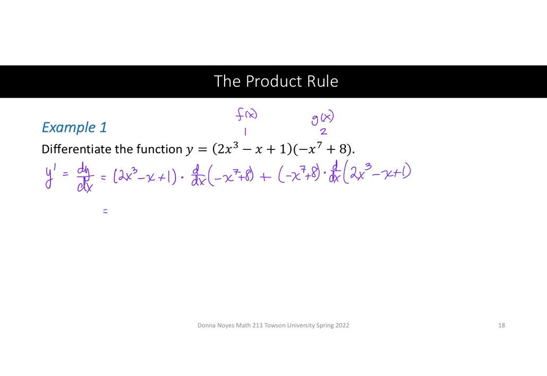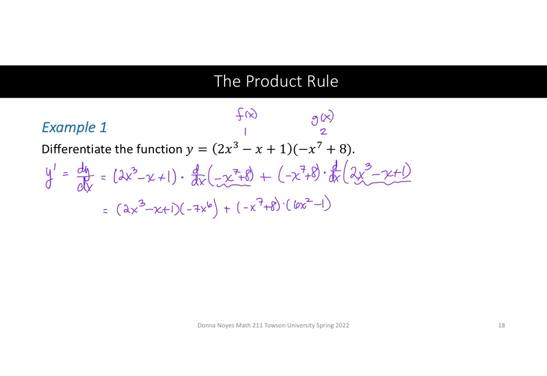So if we simplify a little bit, here we have 2x cubed minus x plus 1, and then a derivative of negative x to the 7th plus 8 would be negative 7x to the 6th plus 0, because the derivative of 8 would be 0 since 8 is a constant. So that's it for that one. And then for the second term, we have negative x to the 7th plus 8 times the derivative of 2x cubed minus x plus 1. And that derivative is going to be 6x squared minus 1.